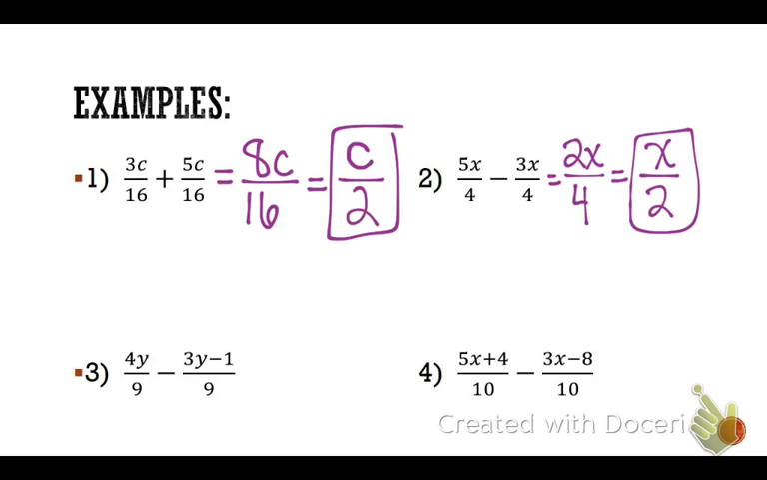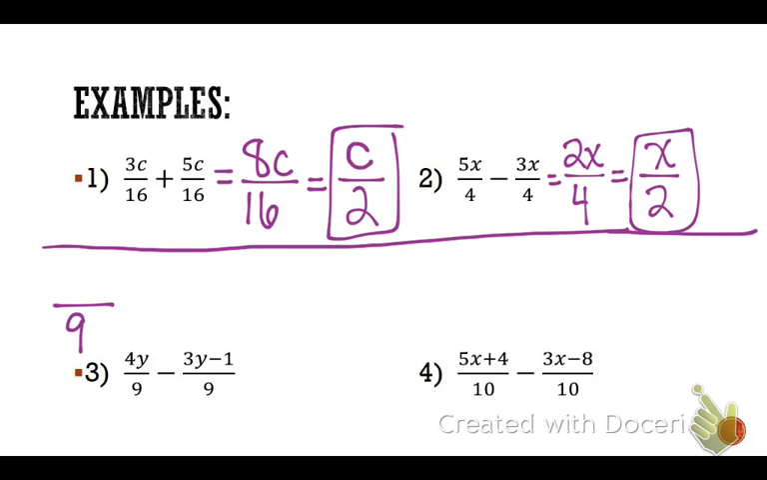All right, I'm going to write some of my work for number 3 above the problem just because I want to show a little bit on this one. What will my denominator be? 9. And in my numerator, what am I doing? Subtracting 4y minus 3y. Careful. We're subtracting 4y minus this whole quantity.